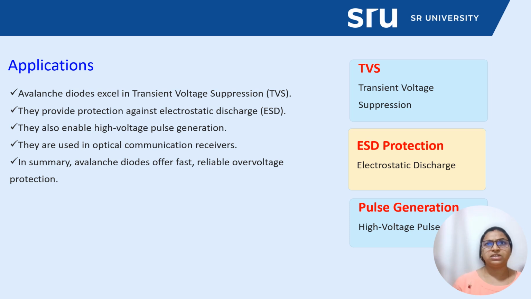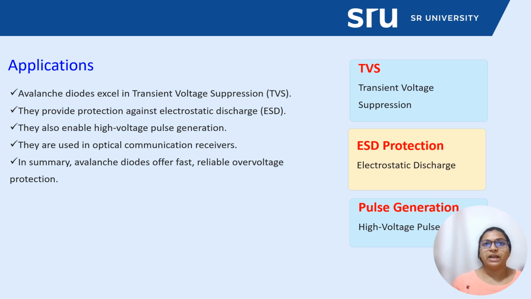that is, defining the doping concentration is a very crucial point, and it is very sensitive to temperature, so temperature sensitivity is there. Otherwise, this avalanche diode is very useful in TVS, ESD and pulse generator kinds of applications.